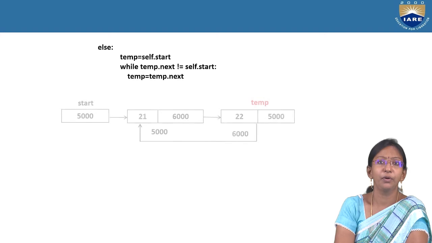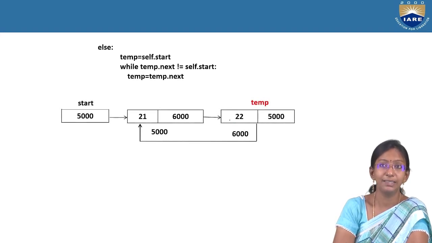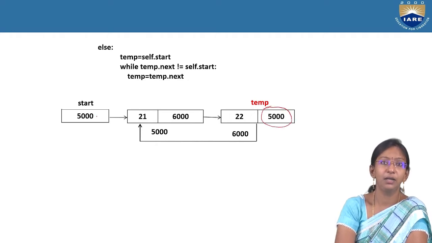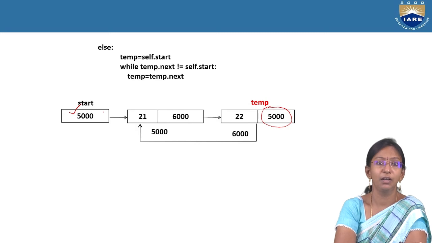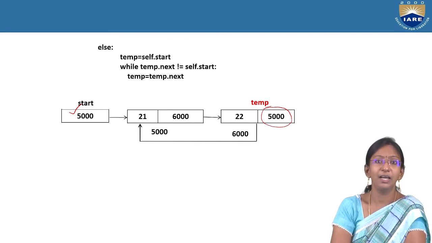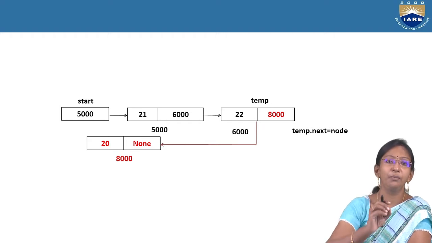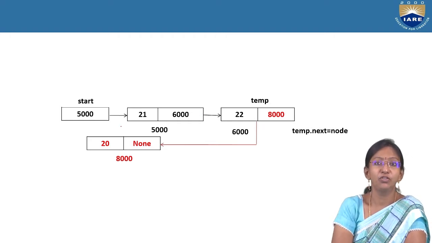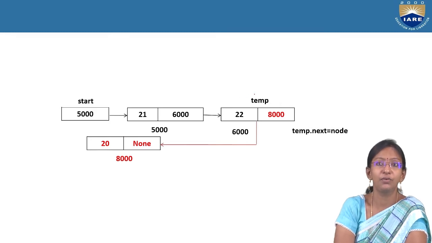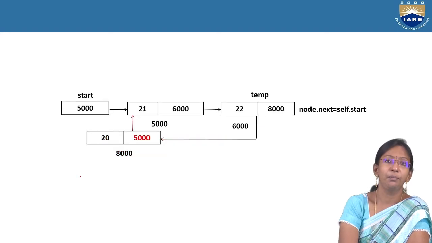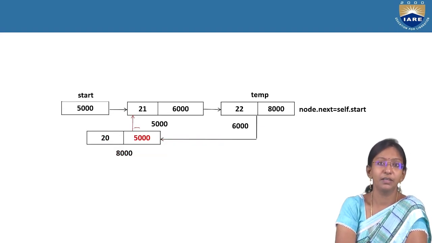So I have taken hops, and with the second hop I can see that the next part of temporary is nothing but the first node's address, which is 5000, right? Once I reach this case, I'm going to append. How? By storing the new node's address in temporary next. And second step, by storing the first node's address in the new node's next part, 5000. Now, can you see a circular linked list created over here?